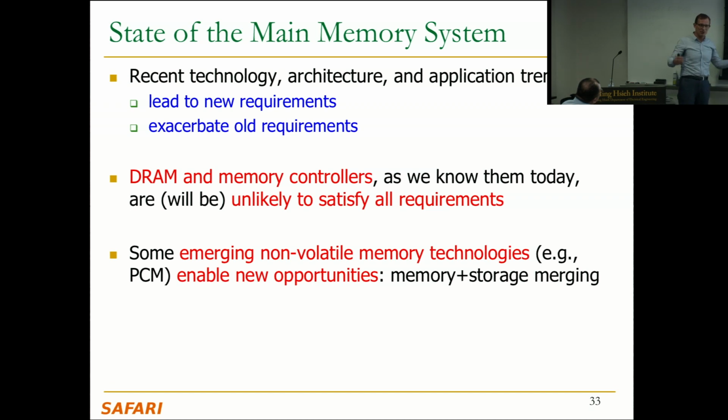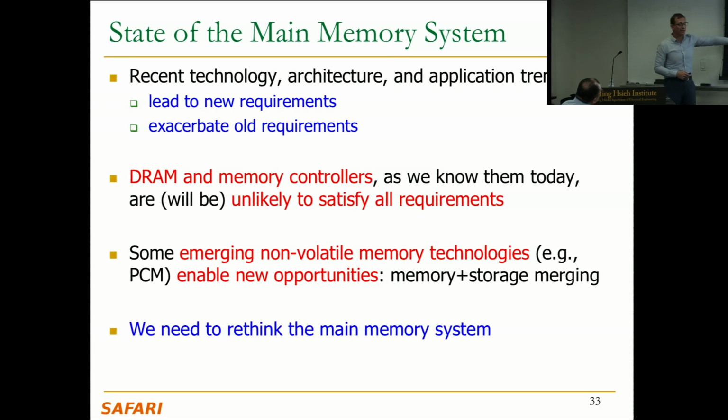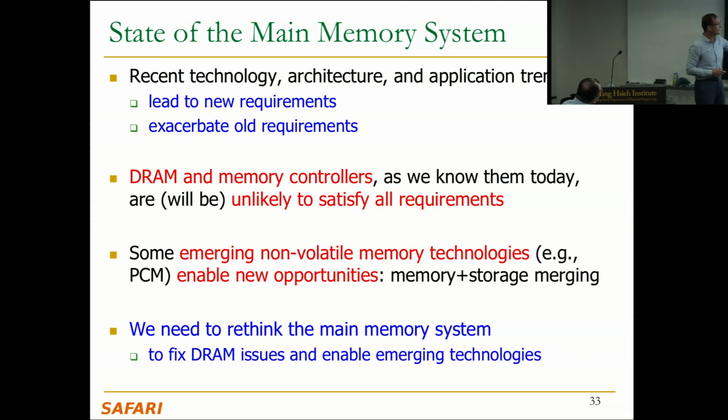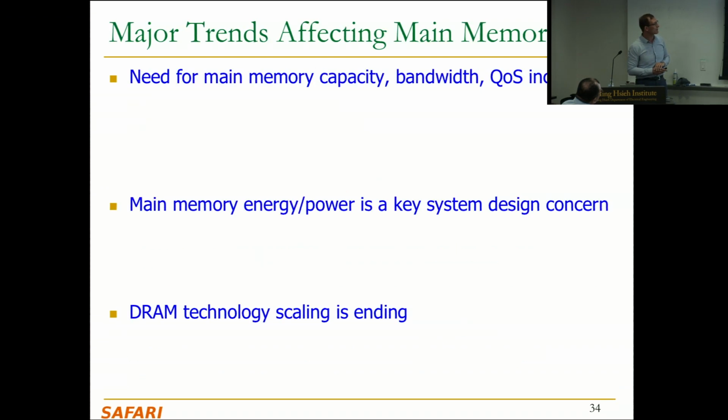But there are also other emerging technologies that could circumvent some of the issues with DRAM. So given these trends, I believe we need to rethink the main memory system and the systems we're designing around it, to fix the issues we're having with DRAM and to enable some of these emerging technologies, while of course satisfying all the requirements that we have from the system. So let's take a look at some of these trends.